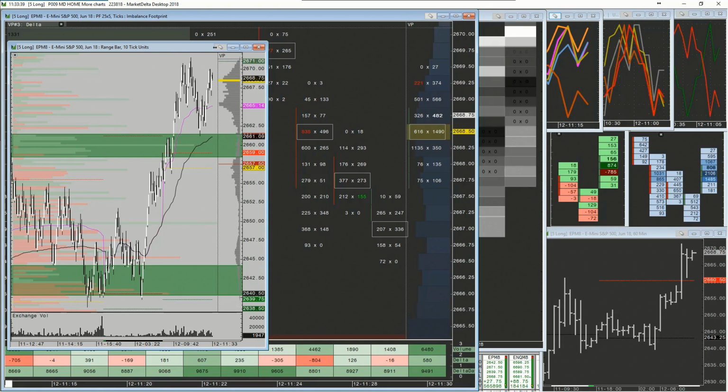I hope you've enjoyed this brief overview of Market Delta built on the CQG platform. This is a professional interface, and you're getting a look at how professional trading is done.